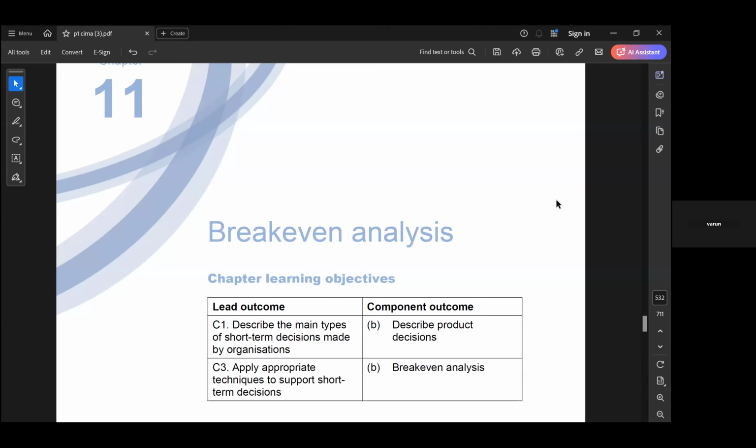Break-even analysis is a subject perhaps introduced for the first time after schooling. As part of the operation level case study of CIMA, you are now doing P1, chapter 11.